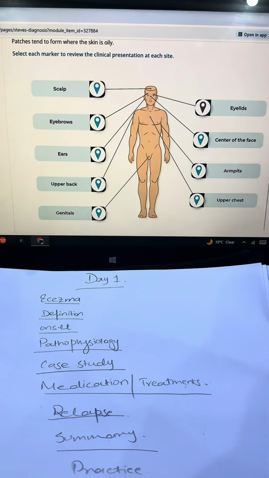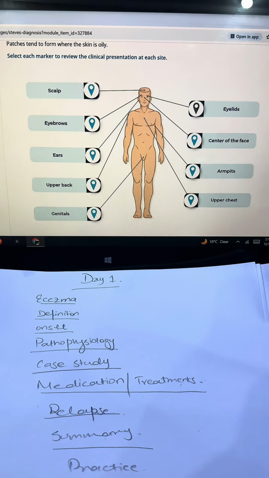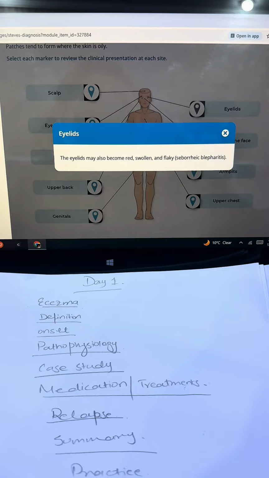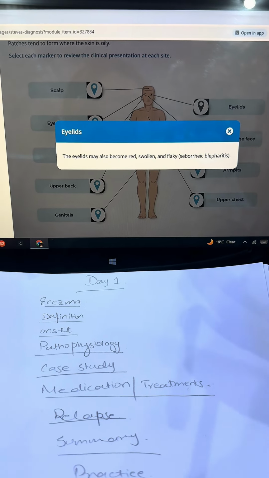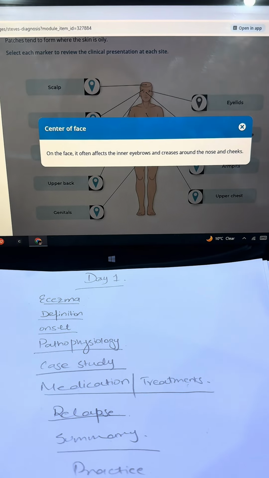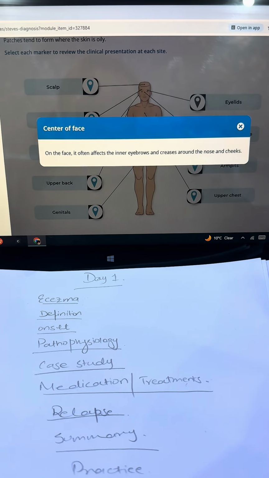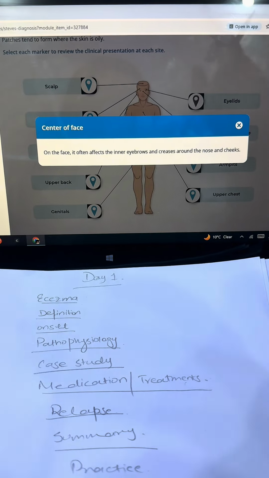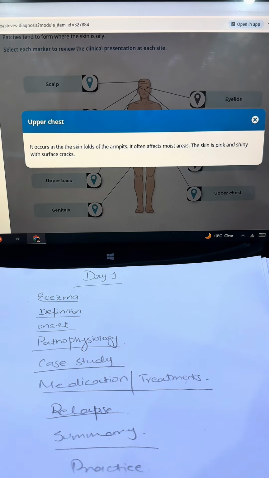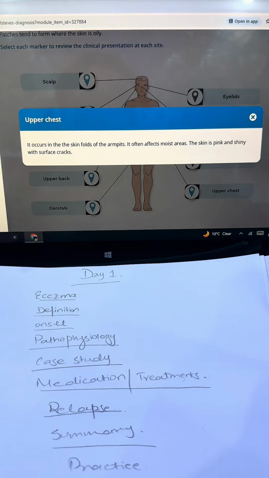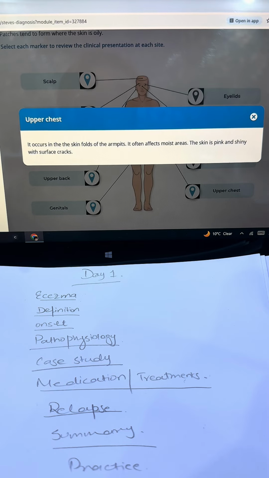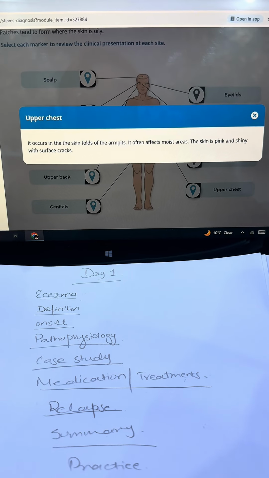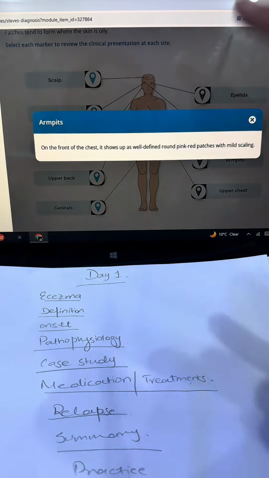The common presentation of seborrheic dermatitis is on the eyelid. The eyelids may become red, swollen, flaky. We can see seborrheic blepharitis. In the center of the face, it may affect the inner eyebrows, creases around the nose and the cheeks. In the armpits, it occurs in the skin folds and often affects moist areas. The skin is pinkish, shiny, with cracks.